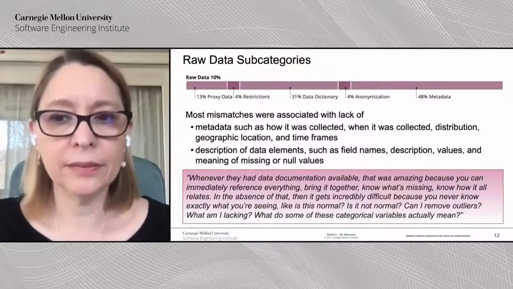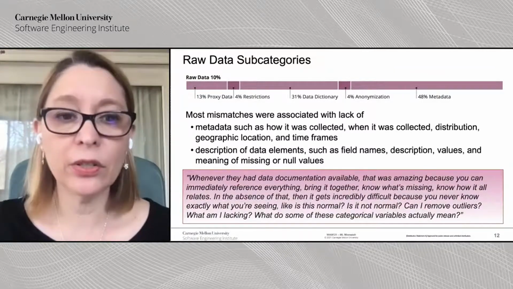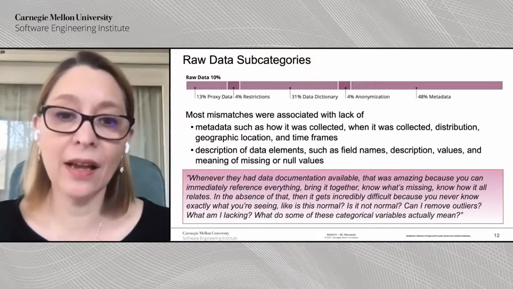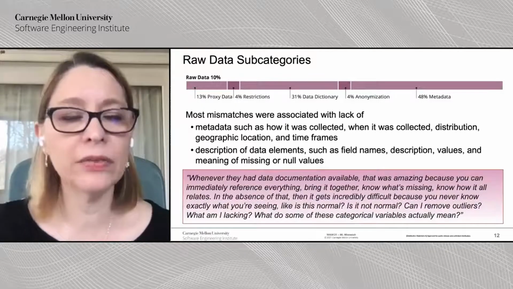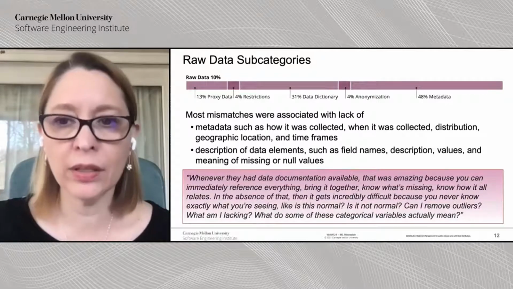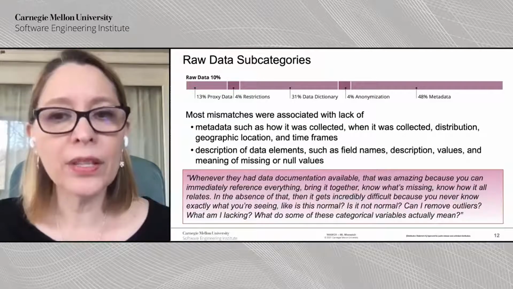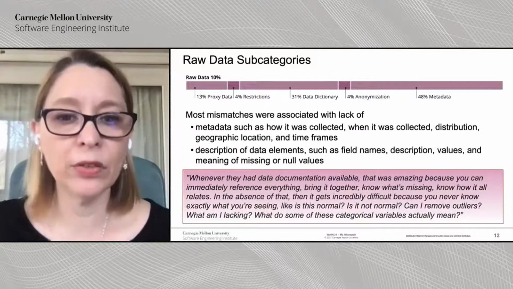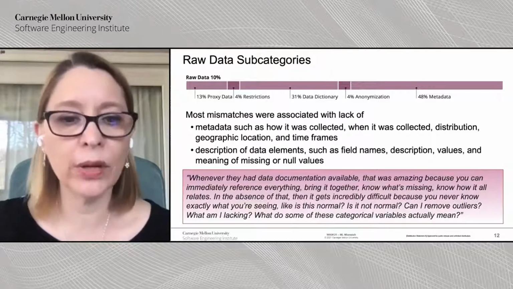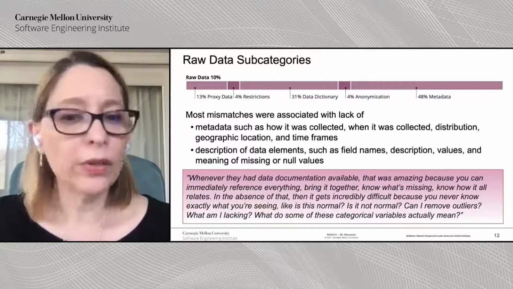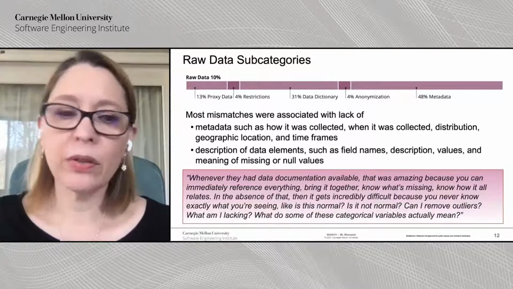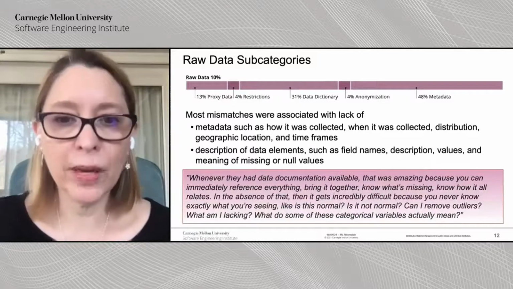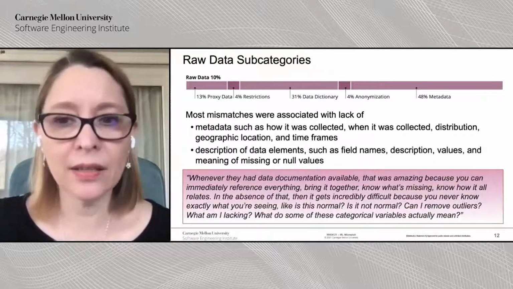As far as raw data, most of the mismatches had to do with lack of metadata, in addition to lack of something similar to what in software engineering we call the data dictionary. This was a little bit surprising to us because we expected more of it to have to do with the data dictionary. So when you look at data, what are the field names? What are the descriptions? What are the values? What do null values mean? Which is something that is very important for a data scientist.